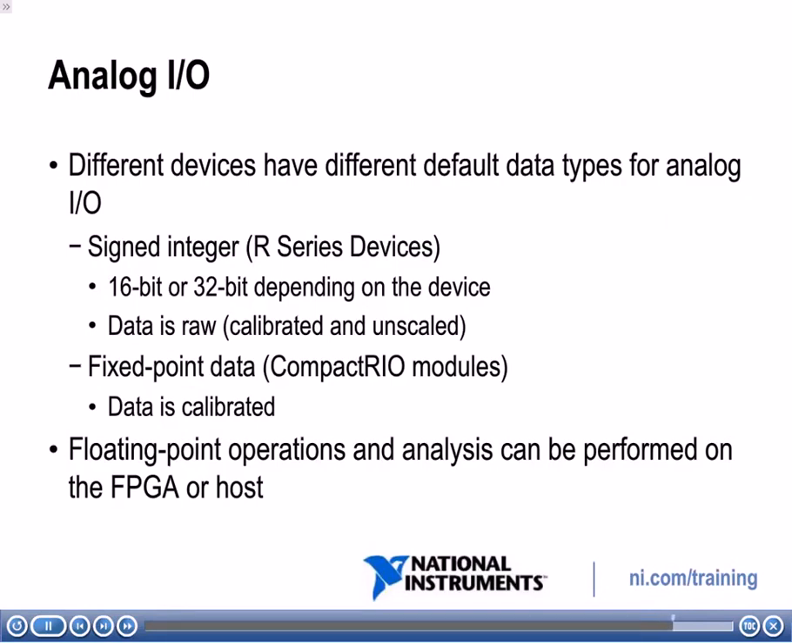If you're using a CompactRIO module and you're doing analog I/O, generally you're going to get your data returned as fixed point data, and this data is going to be calibrated already. We'll talk about fixed point a little bit later in some of the later lessons. If you need to do floating point operations or analysis, you can either do this on the FPGA or you can also do it on the host.